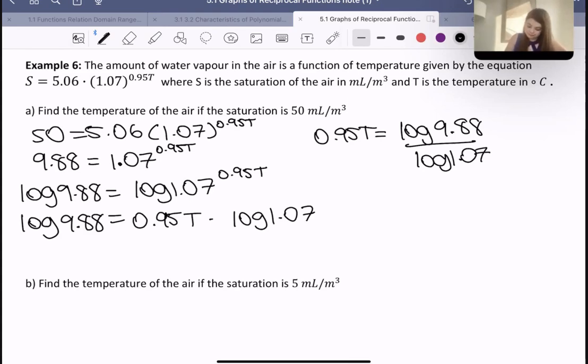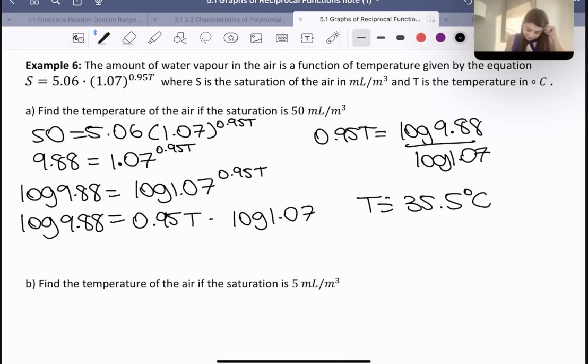Good. All right, and what does that mean for us? Let's see. So that means T would be what? T would be about 35.5 degrees Celsius. And there we have it. Awesome.